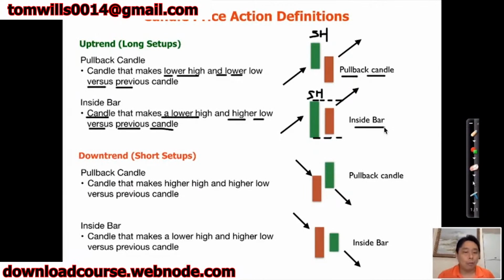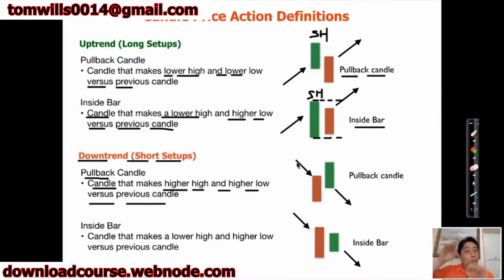Now let's go to downtrend short setups. So again, on a downtrend, it's going to move down. So as the arrows imply, we're going down, we're going to go short. Okay. So again, on a downtrend, we wait for a pullback candle. So a pullback candle, again, is a candle in this case that makes a higher high and a higher low as compared to the previous candle, which is a swing low candle.